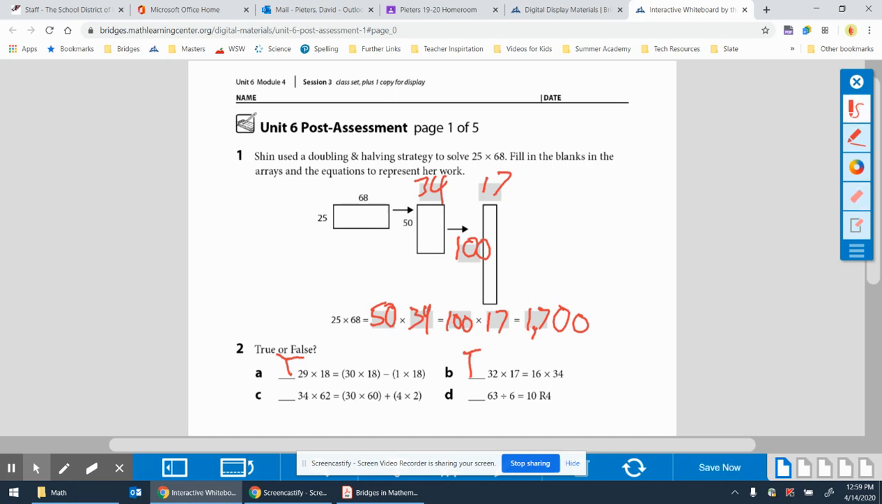Then going down to C, 34 times 62 equals 30 times 60 plus 4 times 2. With this one, if you drew it out and did an array or area model here, and we had our 62 and our 34, they did the 30 times the 60, they did the 4 times the 2. If you notice, there are 2 squares here that are empty. So this problem wouldn't have worked. They did not complete the multiplication problem. So that would be false. They forgot to do their cross multiplying on that.